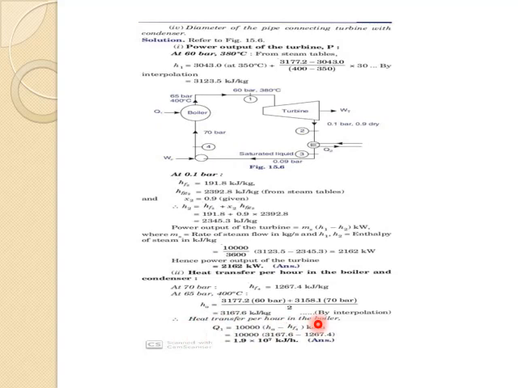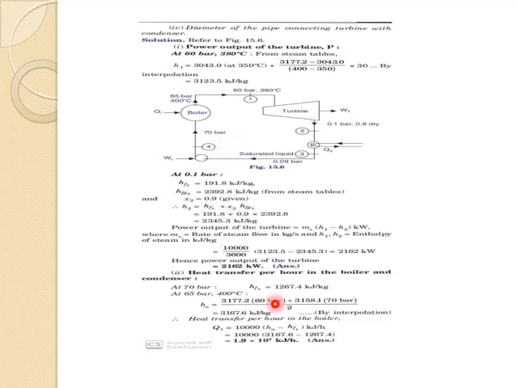The formula I have used here to calculate the heat transfer per hour in the boiler is (Ha minus Hf4). What is Ha here? The steam which comes out of the boiler immediately will have a different condition from the steam which enters the turbine, because in transferring the steam from boiler to turbine there will be some pressure loss. You can observe that the steam which comes out of the boiler is at 65 bar and 400 degrees Celsius, and the steam before entering the turbine is at 60 bar and 380 degrees Celsius. There is a little bit of loss between boiler and turbine.